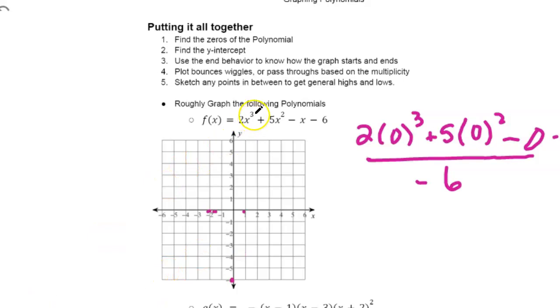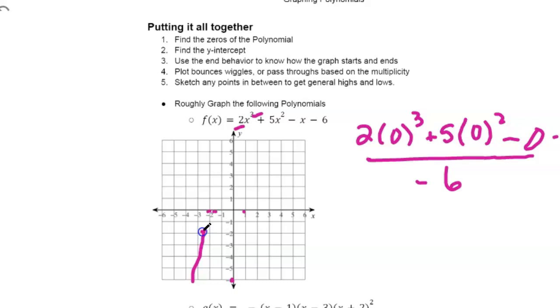So then you go to end behavior, which is this third one, and we know we've got an odd degree and the front number's a 2, so it's positive. So we know this graph starts from down below somewhere.